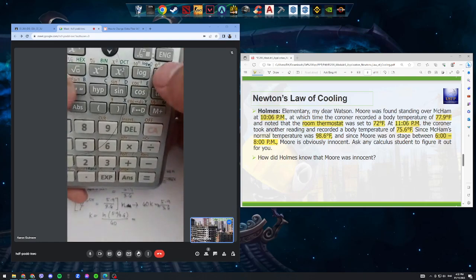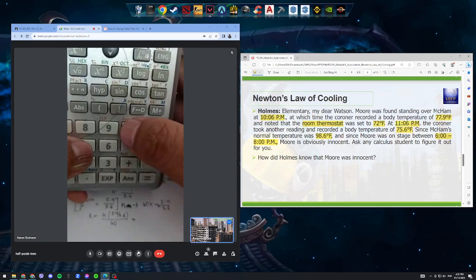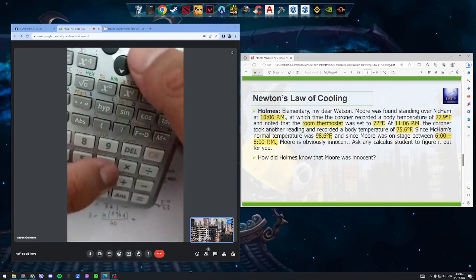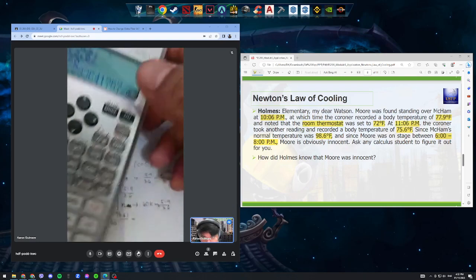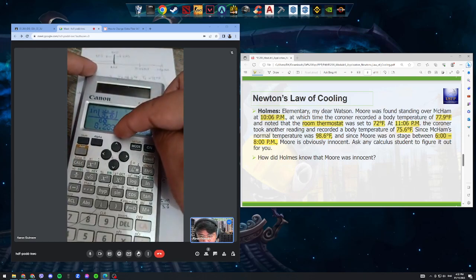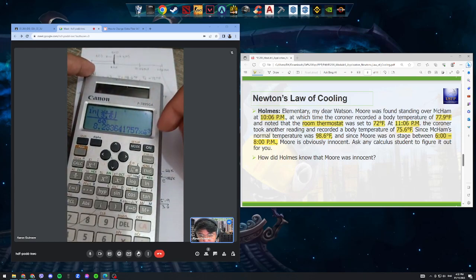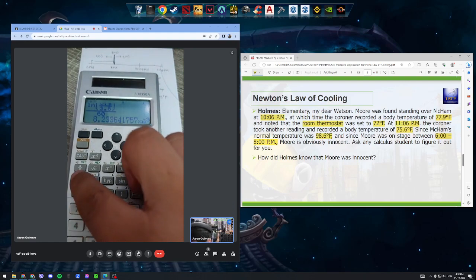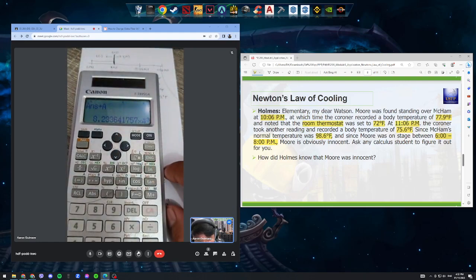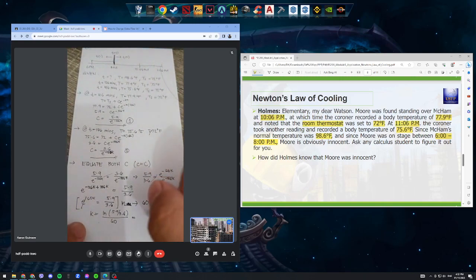ln of 5.9 over 3.6, over 60. We can now get the value: 8.2336417 times 10 to the power of negative 3. Either you shift store it as A, so you can input it easily. This is now the value of k.